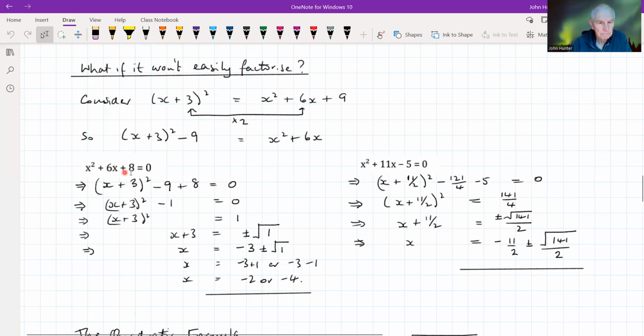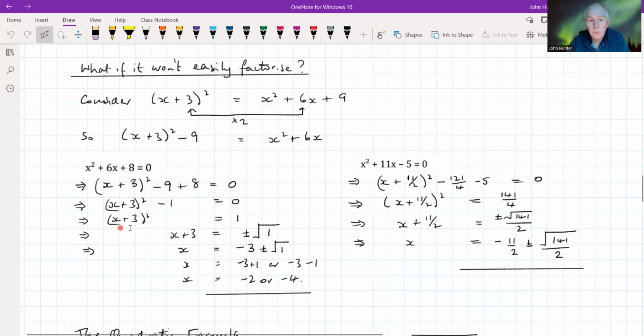x squared plus 6x plus 8 equals 0. So if we do that little treatment on our x squared plus 6x to give us this, that's good. But then we have to add our 8 on as well, of course, equals 0. All right, so we've rearranged it, haven't we? And then if we put our minus 9 and our plus 8 together, we get minus 1, and all that equals zero. So leaving this minus one over, we've got x plus 3 all squared equals 1.